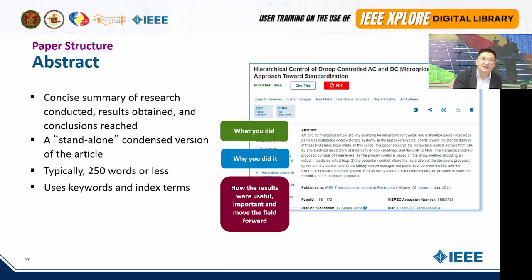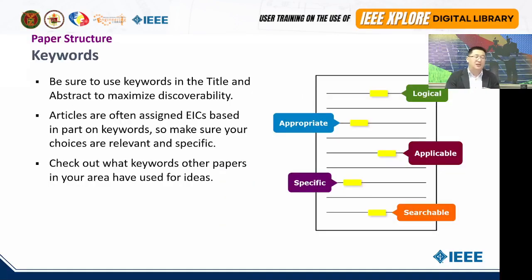So that is exactly why authors write abstracts, for the readers to read. The same, when you are reading an article, you will read the abstract to decide whether you want to read the full text. Keywords, generally you can use the keywords from your references as well.